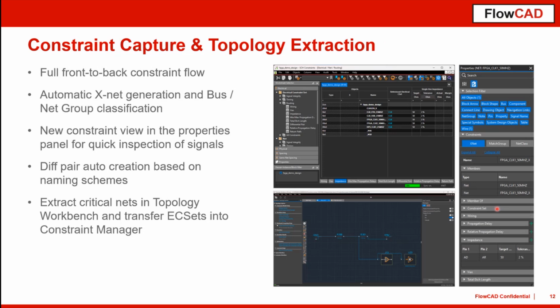So you don't have to go into the constraint manager. You look for the net you want to constrain, simply click directly on the line on the schematic canvas and attach the constraint set to that net. So that's really a cool thing and easy to use. Good.